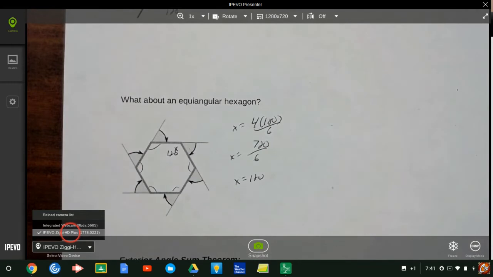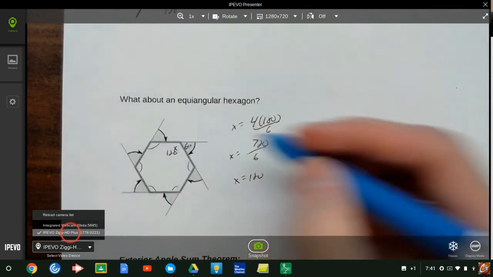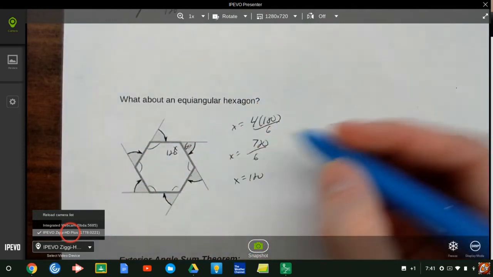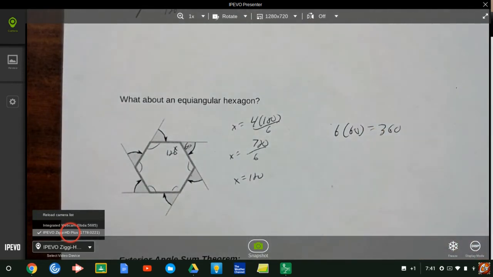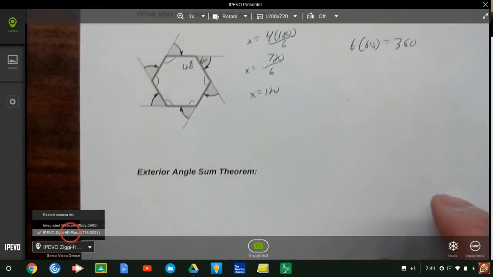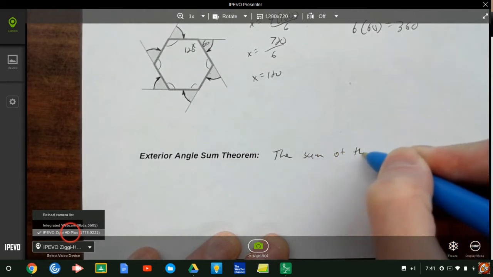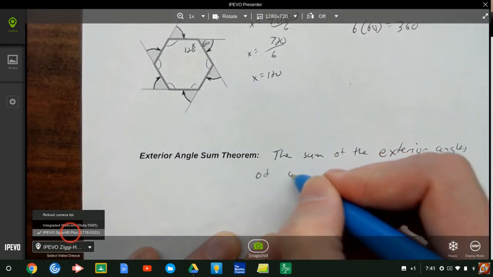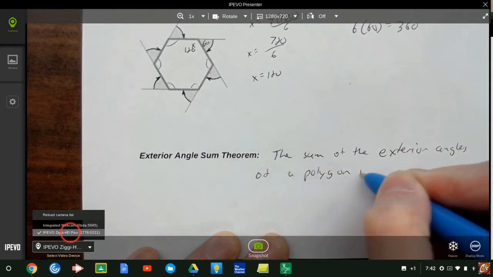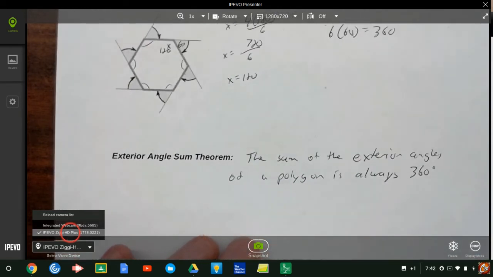Which means the exterior angle, because they're supplementary, is 60. And there are 6 of them. 1, 2, 3, 4, 5, 6. 6 times 60 equals 360 as well. So it turns out the exterior angle sum theorem says the sum of the exterior angles of a polygon is always 360 degrees. That's even easier than the interior because you get the same number every single time.